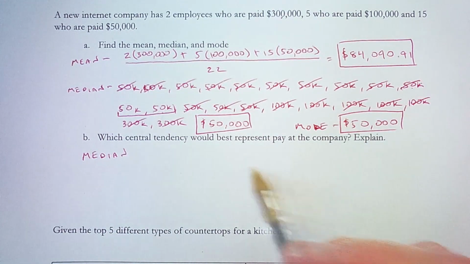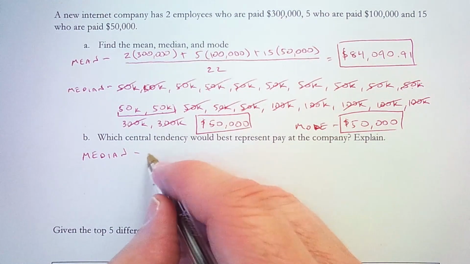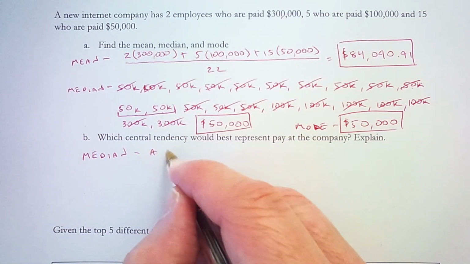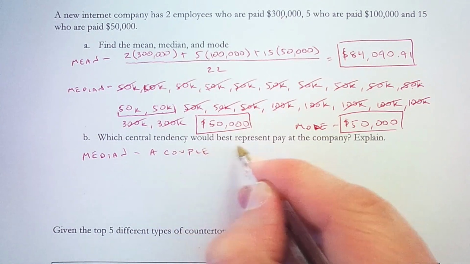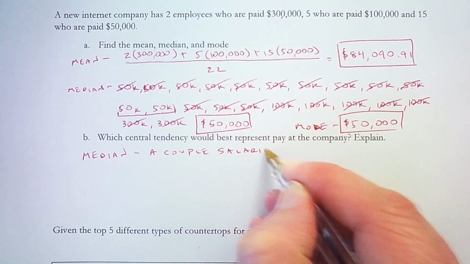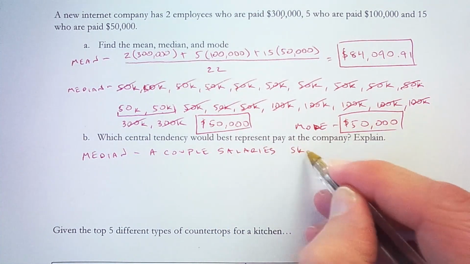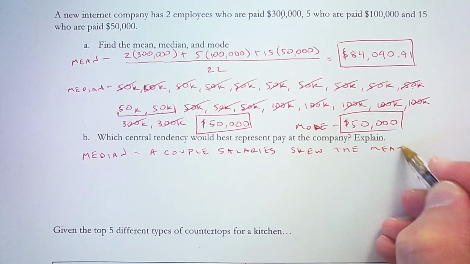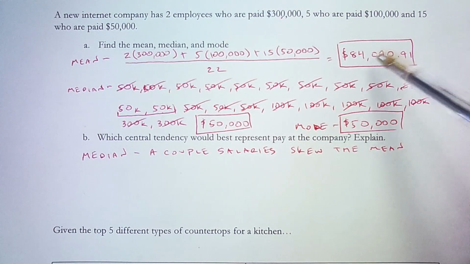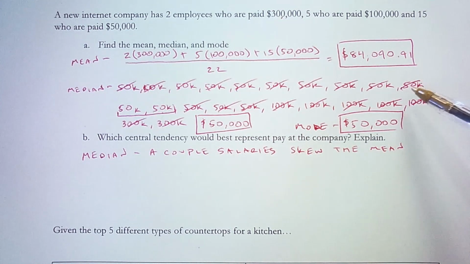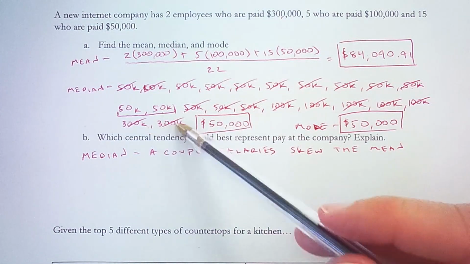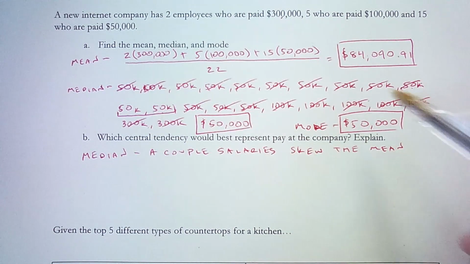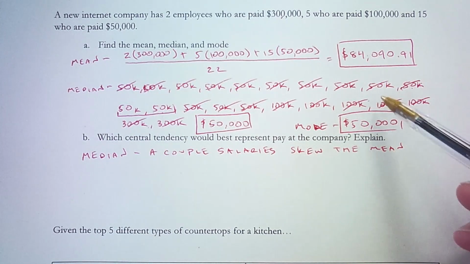And why would I go with that? Because 1 or 2 salaries really skew the mean. So there's a couple salaries, the $300,000 salaries, that skew the mean. If I say the average person there is making $84,000, that's not really quite accurate, because the vast majority are making $50,000. There's a handful making $100,000 and a couple making $300,000. But the majority are making $50,000. That falls in the middle.